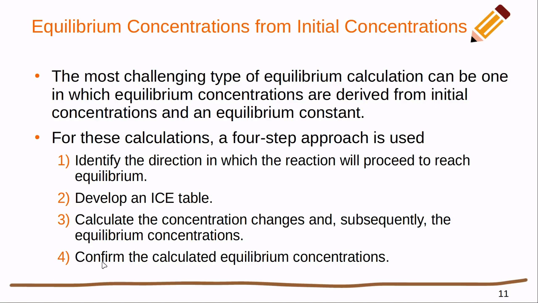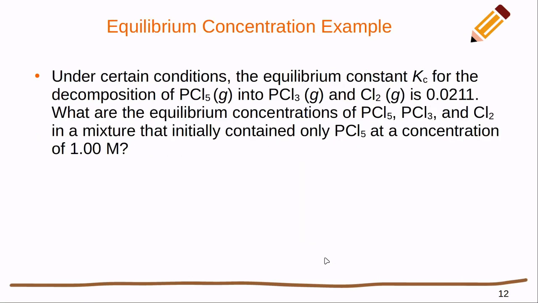The last thing we're going to do is confirm that what we found was actually true. So we're going to do a little check. Let's go through our example here. Under certain conditions, the equilibrium constant Kc, so we're dealing with concentration equilibrium here, for the decomposition of phosphorus pentachloride gas into phosphorus trichloride gas and chlorine gas is 0.0211. Okay, so Kc equals 0.0211.